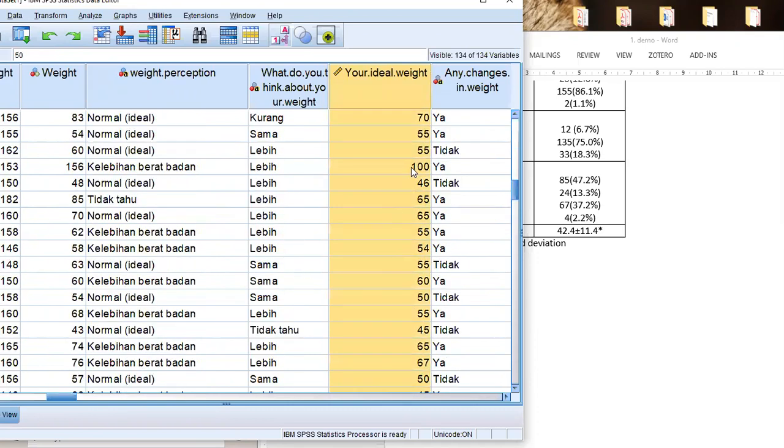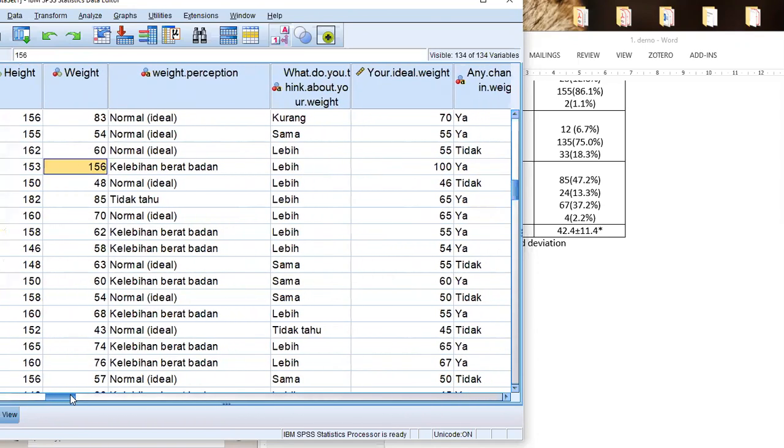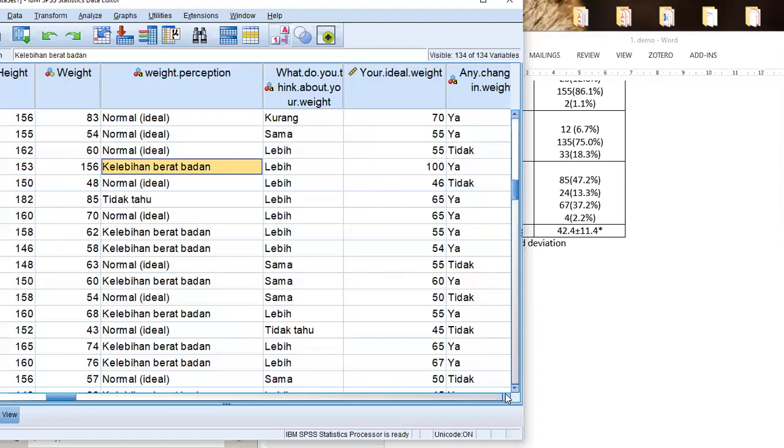So do you think she made a mistake in entering this value 156? No, most likely not. If the person said ideal weight 55, then most likely she made a mistake there. So I think she is genuinely about 156 kg. So leave it. Okay? So when you do the obesity, this person will be in the very high obese level.